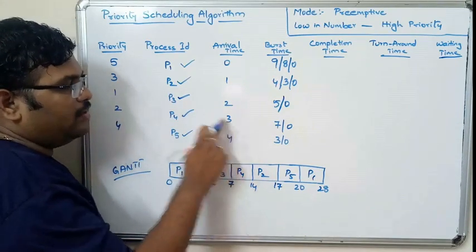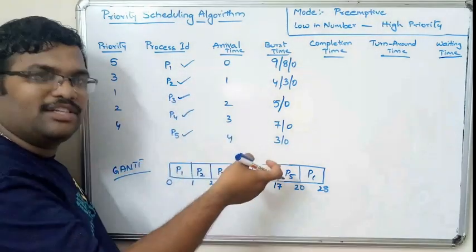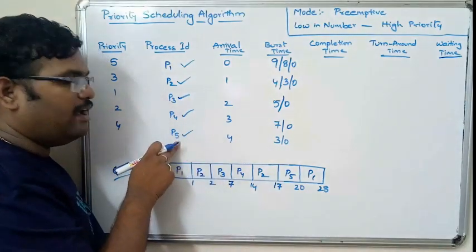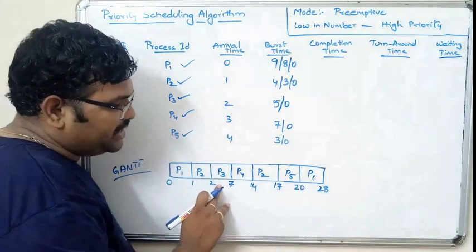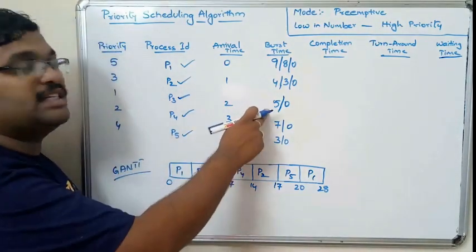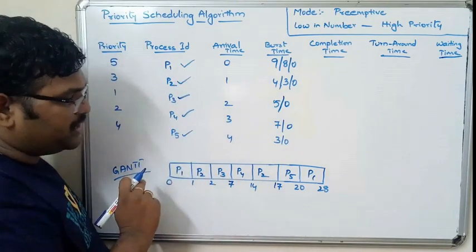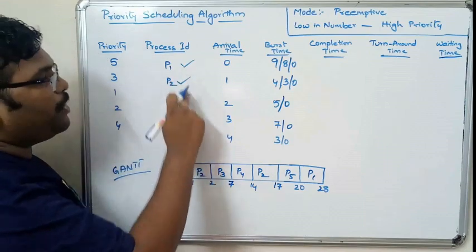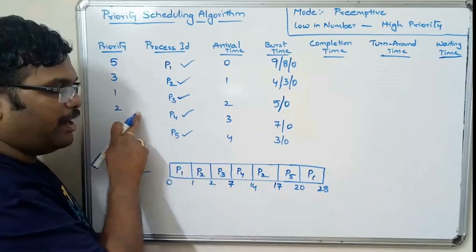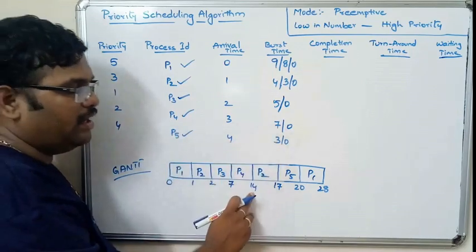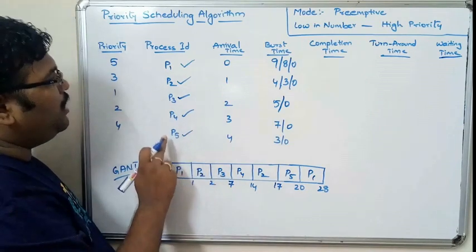At time 3, P4 is available in the ready queue, which has lower priority than P3. So P3 continues its execution. At time 4, P5 is available in the ready queue, which again has lower priority than P3. So P3 continues until it completes its execution. After that, at time 7, we have 4 processes available in the ready queue: P1, P2, P4, P5. Among those 4, P4 has the highest priority, so P4 is allocated to the CPU and executes until it completes. And after 14, 3 processes are available.